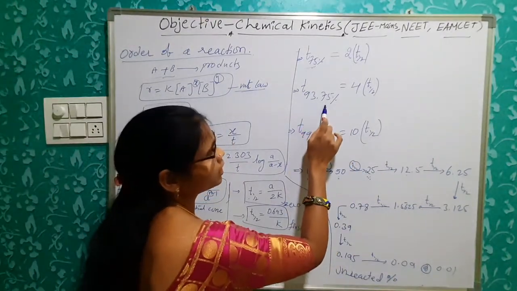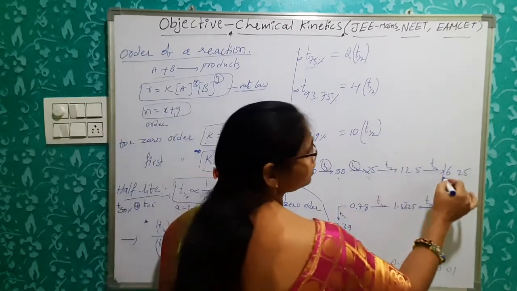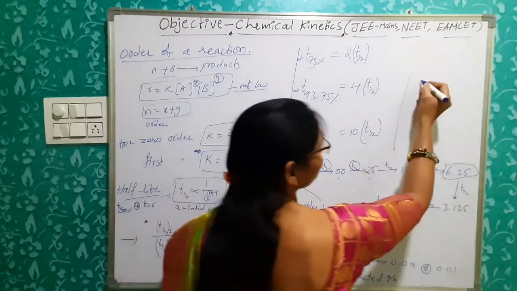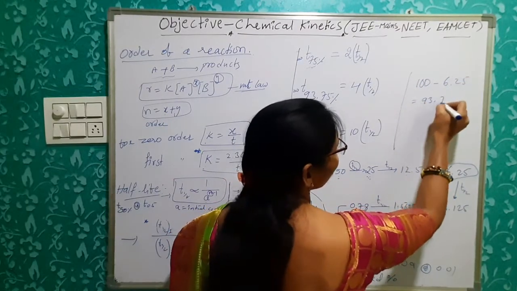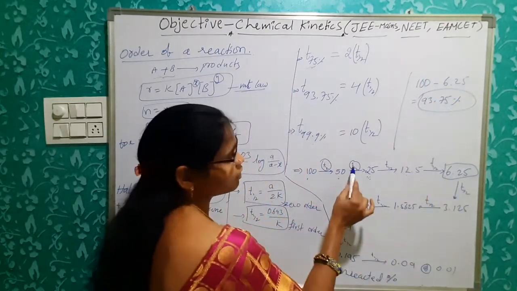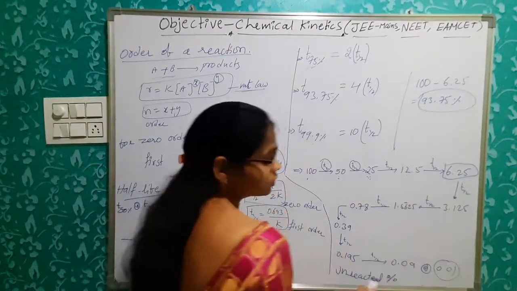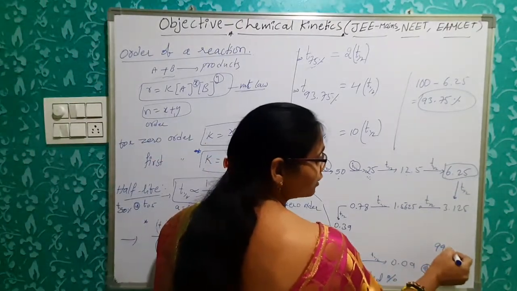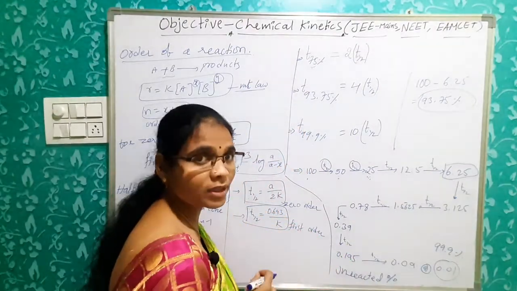93.75% requires 4 T halves: 1, 2, 3, 4. This is the unreacted percentage. If you want more clarity, 100 minus 6.25 is 93.75. For completion of 93.75%, 4 T halves are required. For completion of 99.9%, 0.01 is the remaining unreacted percentage.